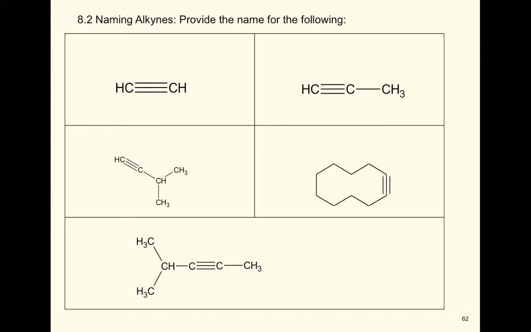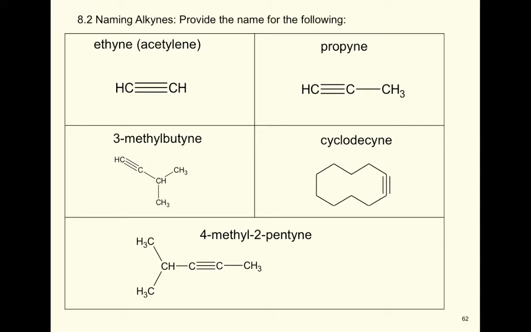Provide names for the following compounds. Go ahead and pause the video, come back, and see how you did. All right, for the first one, ethyne is its IUPAC name. Its common name is acetylene. Your textbook really loves to use the common name acetylene, so you're going to see that a whole bunch. So you will be required to know both versions of the name: ethyne, the IUPAC, and acetylene, the common name.